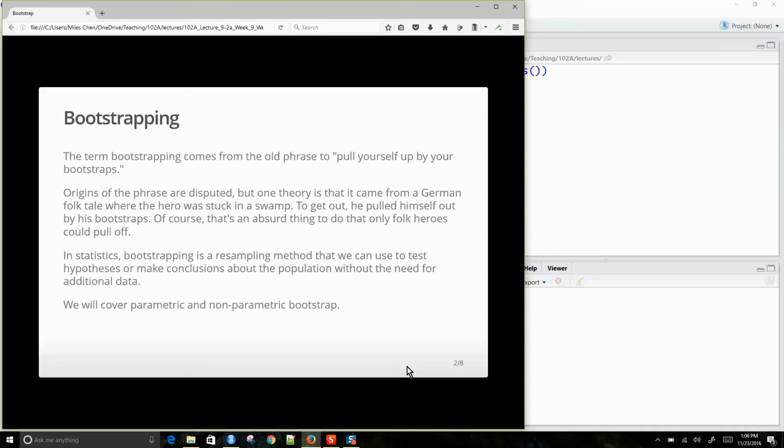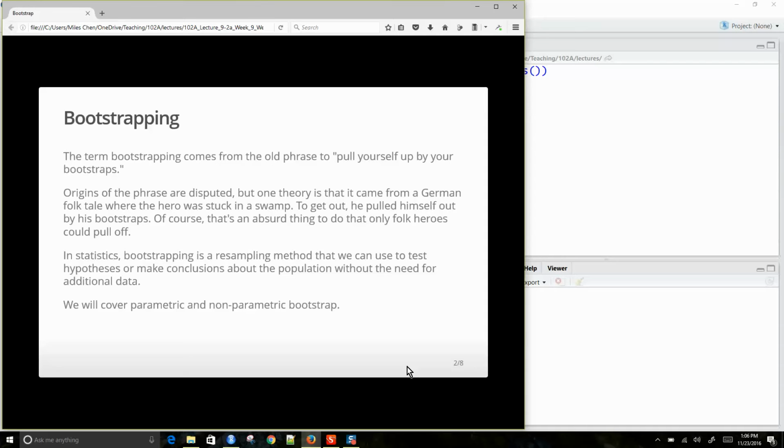And as far as statistics goes, bootstrapping is a resampling method where we can test hypotheses or make conclusions about the population without the need for additional data. It seems like we're trying to do almost an impossible thing. How can we make conclusions about the population if all we have is a sample and we're just going to play around with the sample, okay?